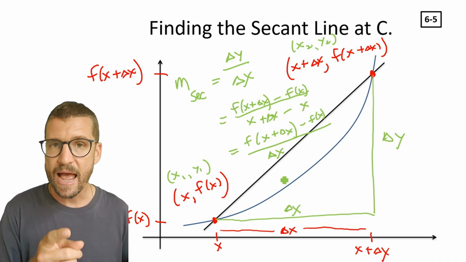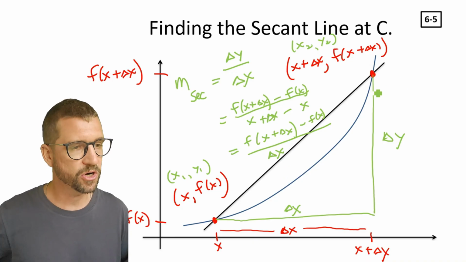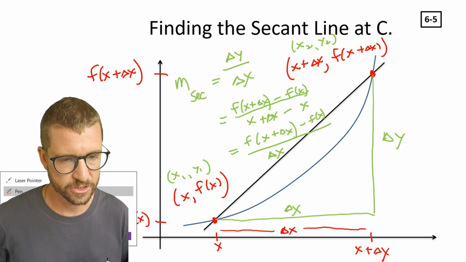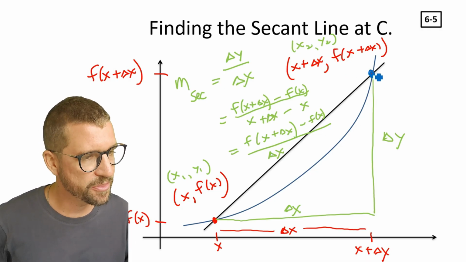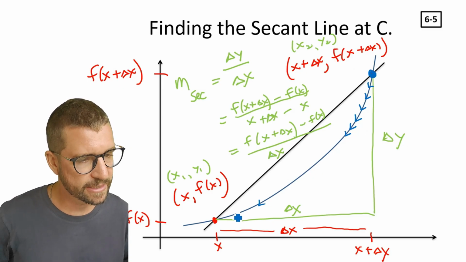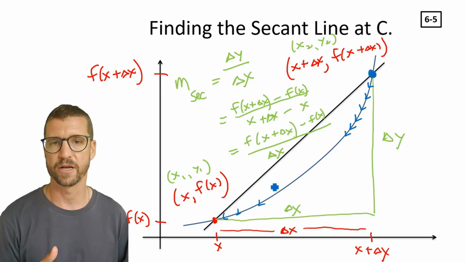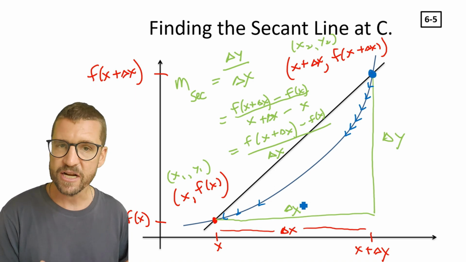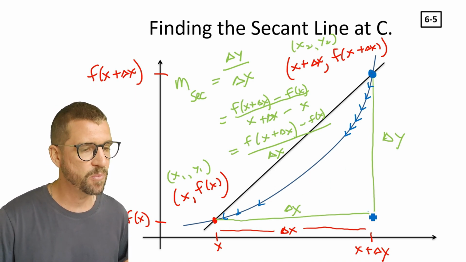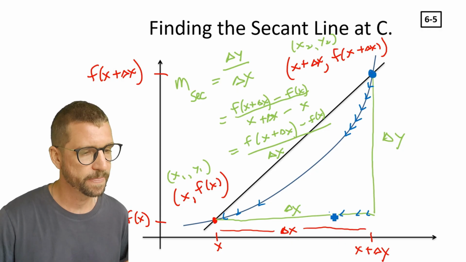Okay, and now, what are we going to do? Well, we're going to allow this point here, let's change colors, to move along the line until it gets to the red point. Another way to think about this is we're going to let this delta x get smaller and smaller and smaller.